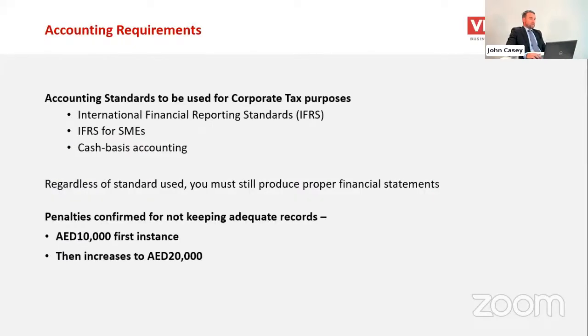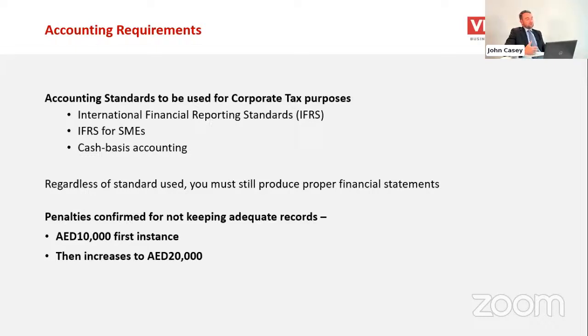I mentioned accounting up to the correct standard. So just recently, a couple of weeks ago, last month, sorry, the Federal Tax Authority and the Ministry confirmed which accounting standards are applicable for tax. So the general rule is that accounting needs to be done to IFRS, so International Financial Reporting Standards. If you are a smaller company, you can use a subset of that or a slightly easier version of that, which is called IFRS for SMEs. And if you're smaller still, you can use what's called cash basis accounting.